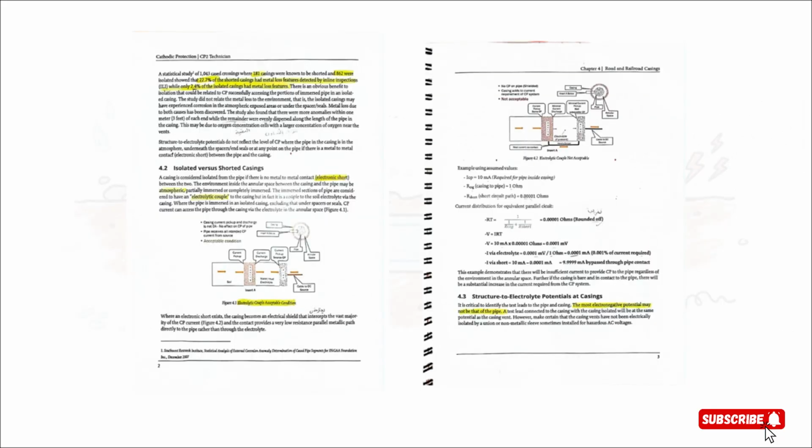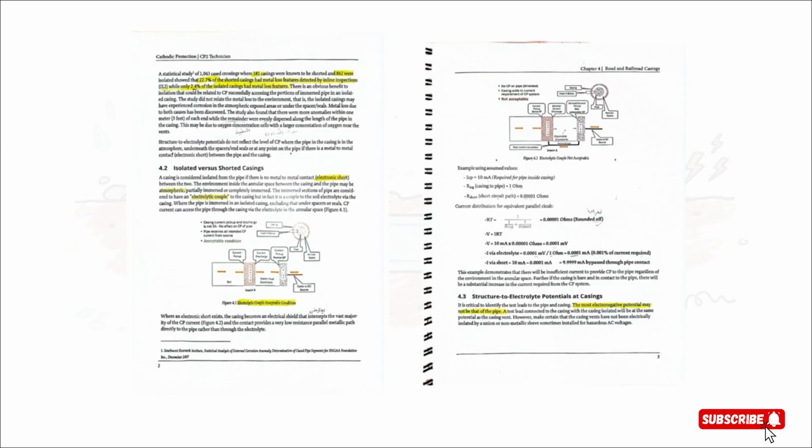Okay, these two images from the NACE manual show this perfectly. On the left, in Figure 4.1, you see what we want, the acceptable electrolytic couple. The pipe and casing are separate. The protective CP current, shown by those little arrows, has no choice but to travel through the soil and water, the electrolyte, to reach the pipe.